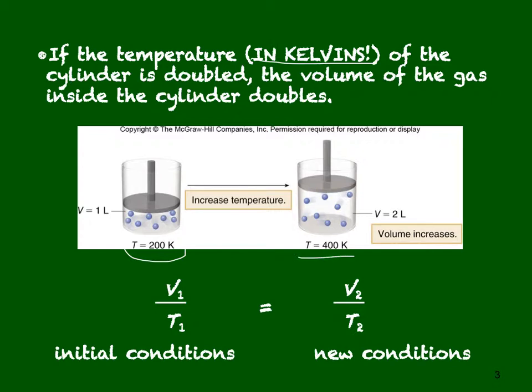Now, 200 Kelvin to 400 Kelvin is actually quite a large increase in temperature. That's a 200 degree C increase, because remember, the size of the degree C is equal to the size of the Kelvin. And a 200 degree increase is quite significant. Now, we can write this much as we did with Boyle's law. If we have our starting conditions and our final conditions, we can write V1 over T1 is equal to V2 over T2.